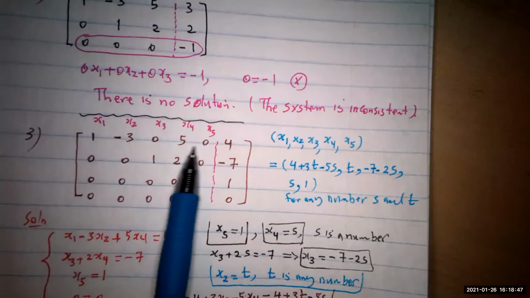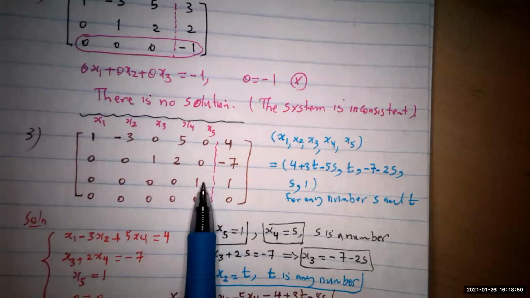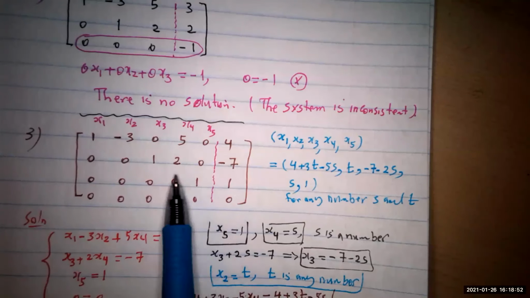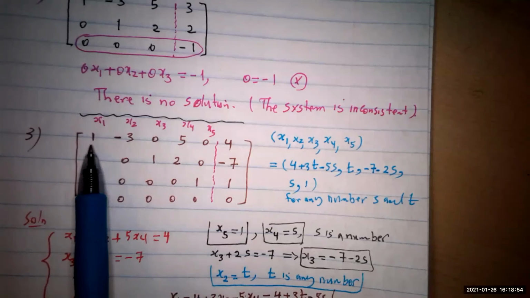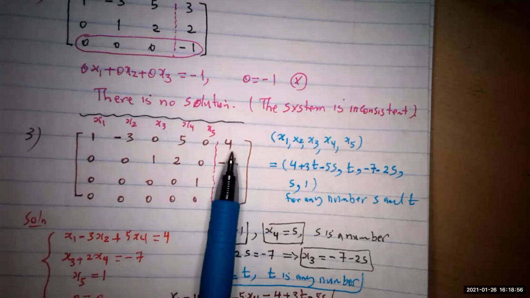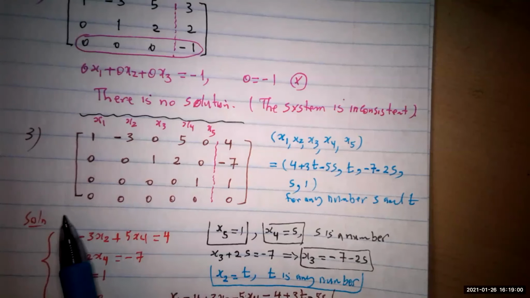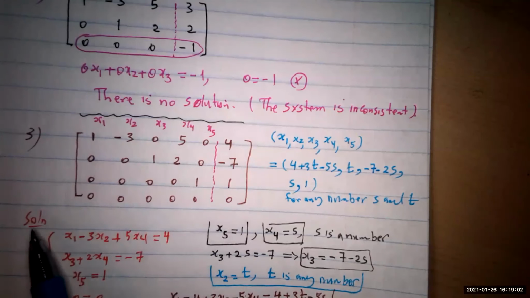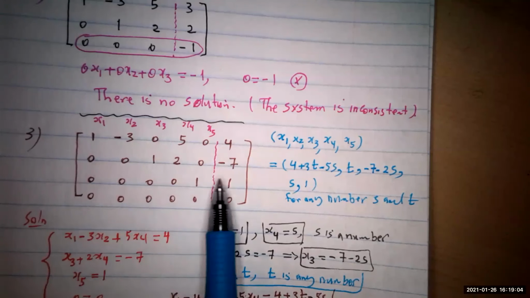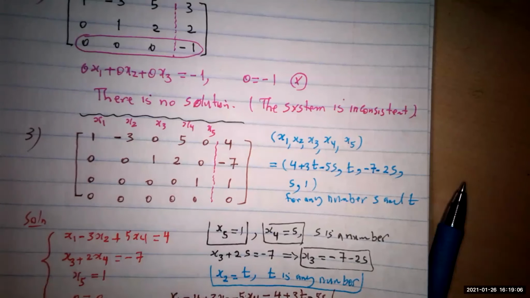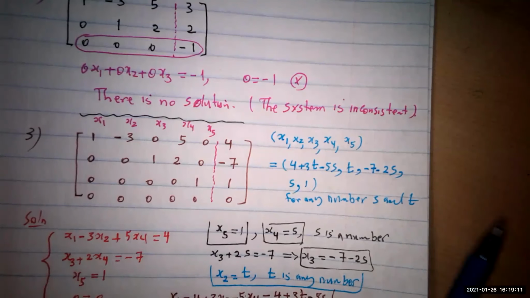This leading number must be a non-zero number, but in your book they ask it to be 1. We can change it to 1 easily. We can divide to change it to 1. But even if it's not going to be 1, that's fine. So we are going to introduce this format. It's very important. This is going to be called echelon form.